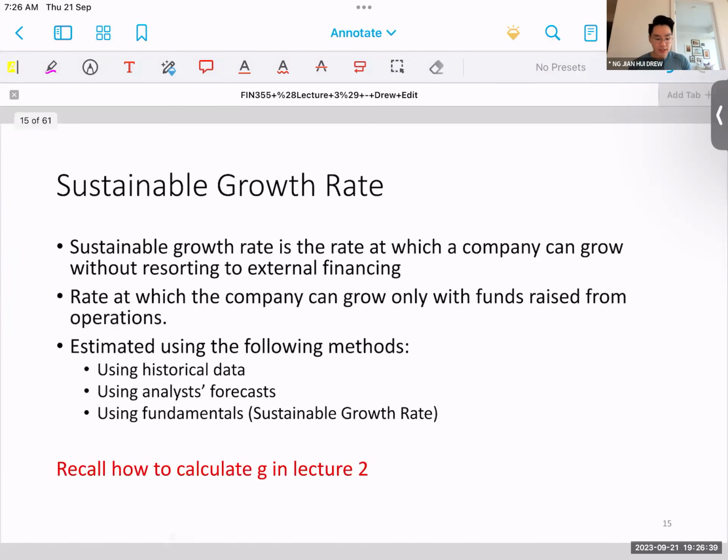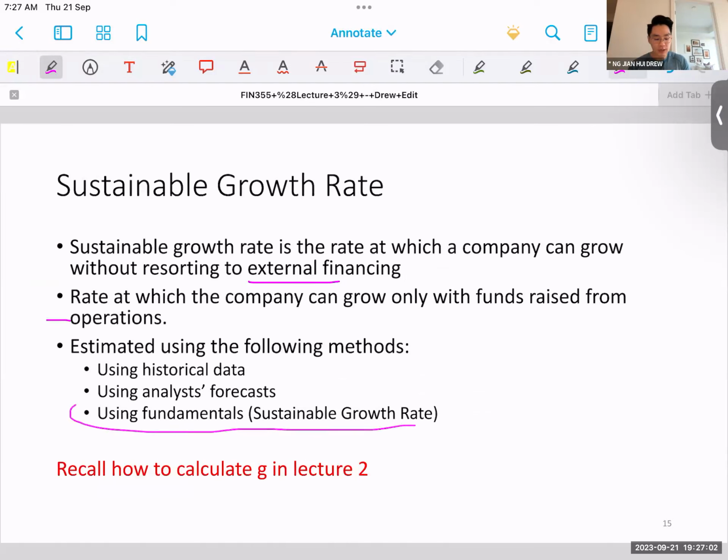All right, so this is a small recap on the sustainable growth rate. The sustainable growth rate is the rate at which a company can grow without resorting to external financing, the rate that the company can grow using only funds that are generated internally from its operations. And there are three estimation methods.